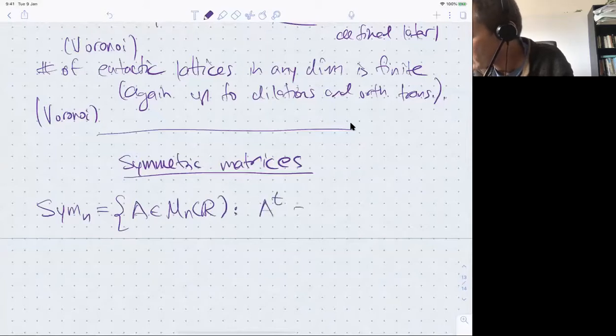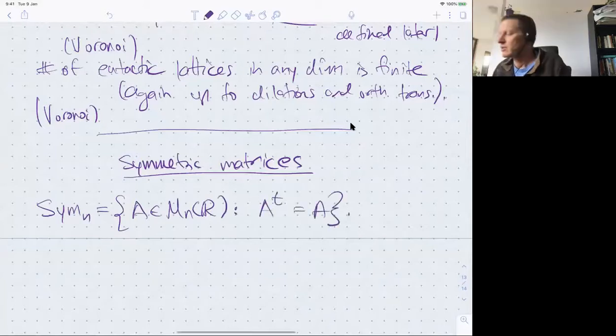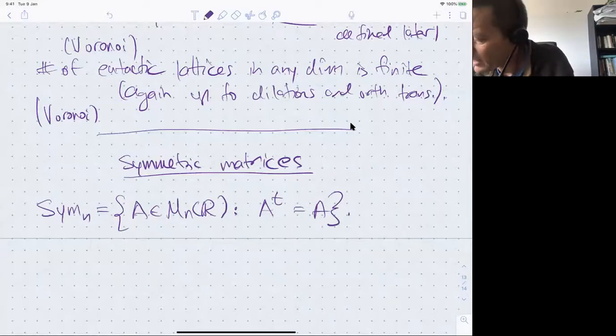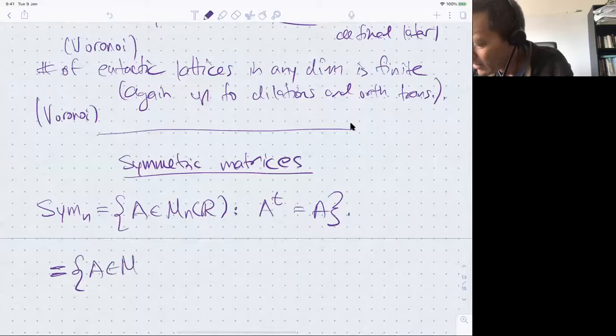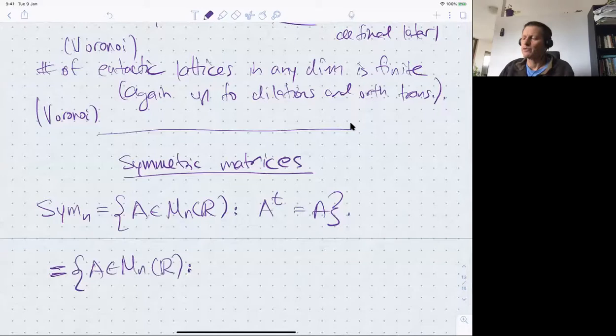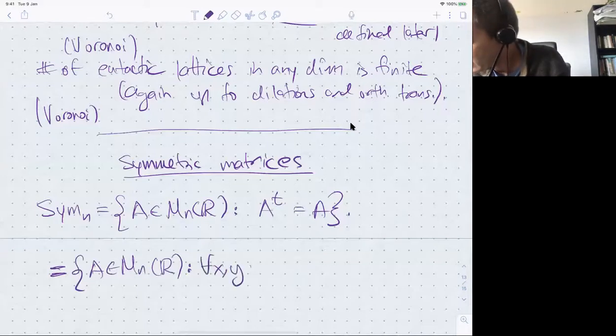And this is my notation for the transpose T. So these are matrices which are equal to their transpose. And let me remind you of the connection with the standard inner product. So the transpose has the property that it moves to the other side of the standard inner product.